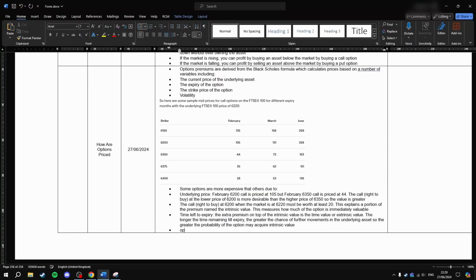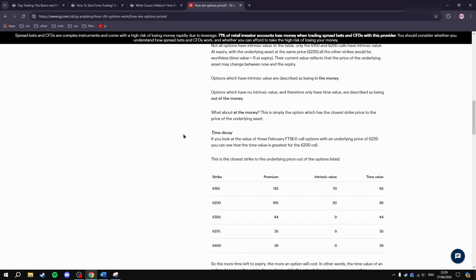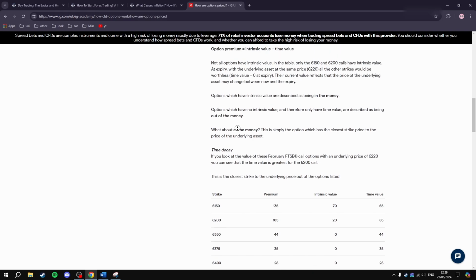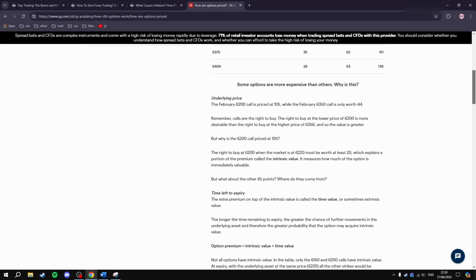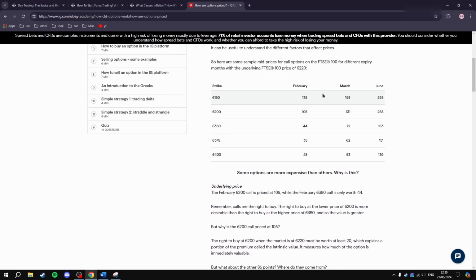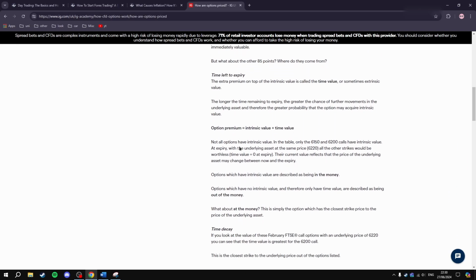So option premium equals intrinsic value plus time value. So intrinsic value plus extrinsic value. Not all options have intrinsic value. In the table, only the 6150 and 6200 calls have intrinsic value. I wonder what range the strike price has to be within to be able to gain intrinsic value.